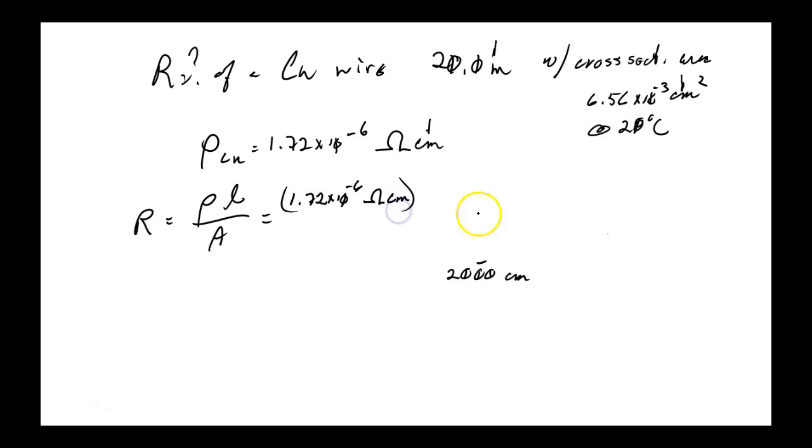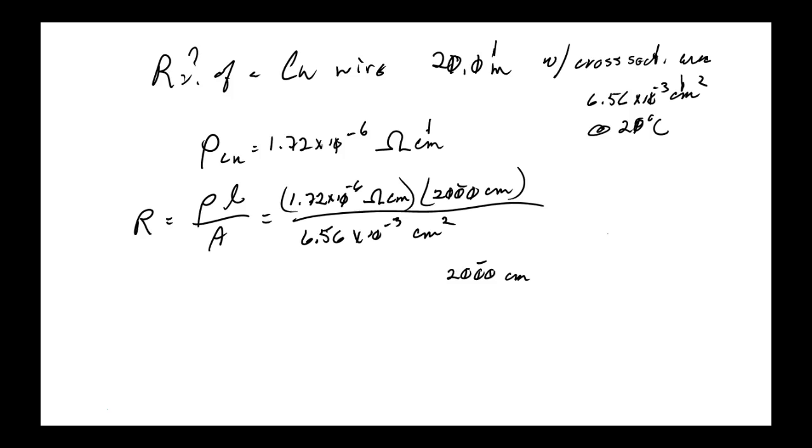Times the length, which we just determined to be 2,000 centimeters, divided by 6.56 times 10 to the minus 3 centimeters squared. Okay. Now they say at 20 degrees Celsius, we're not really going to adjust for that. We're just going to use it. Okay?